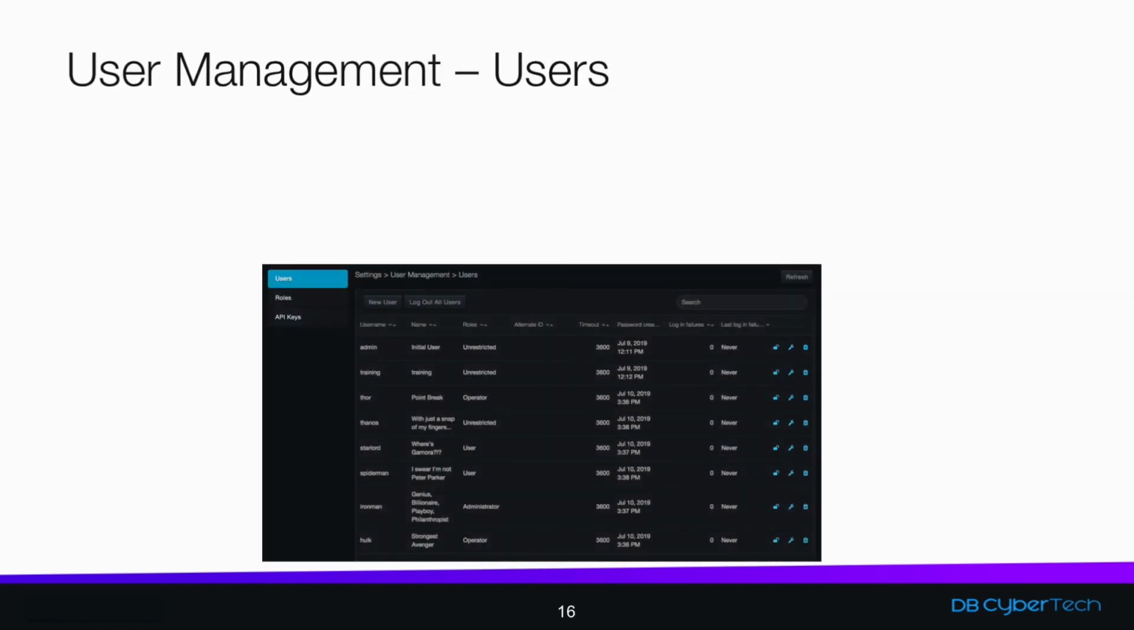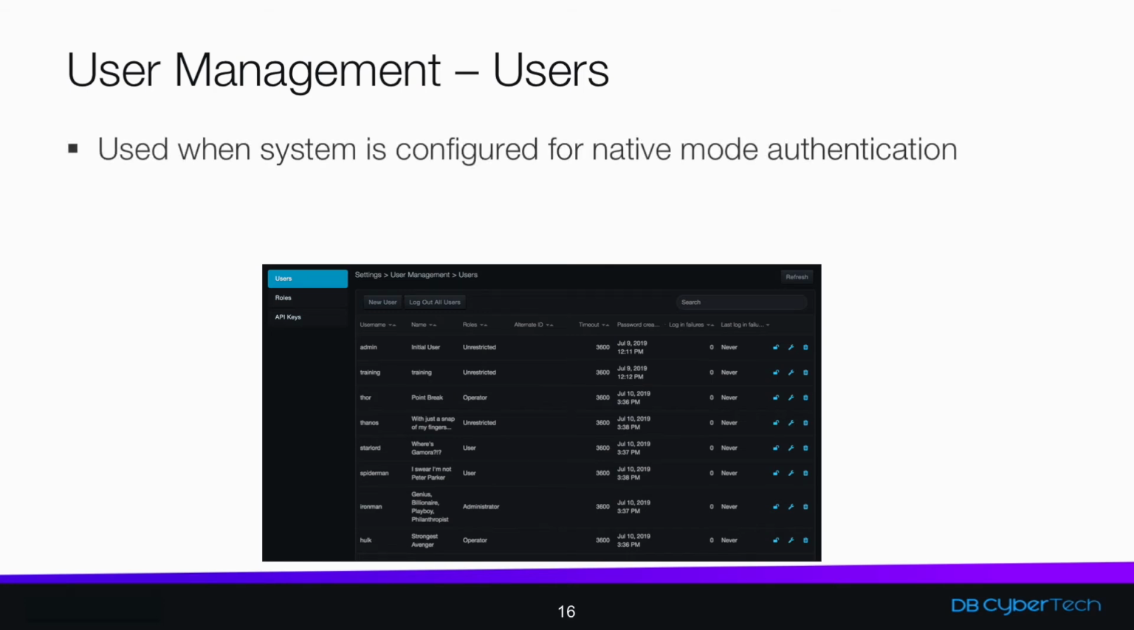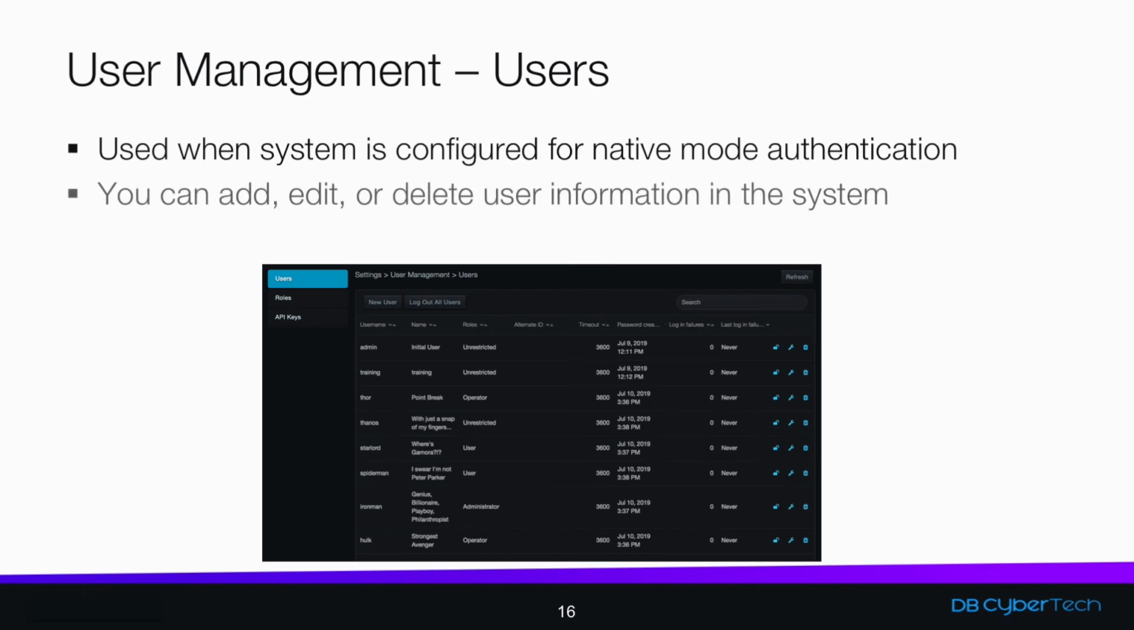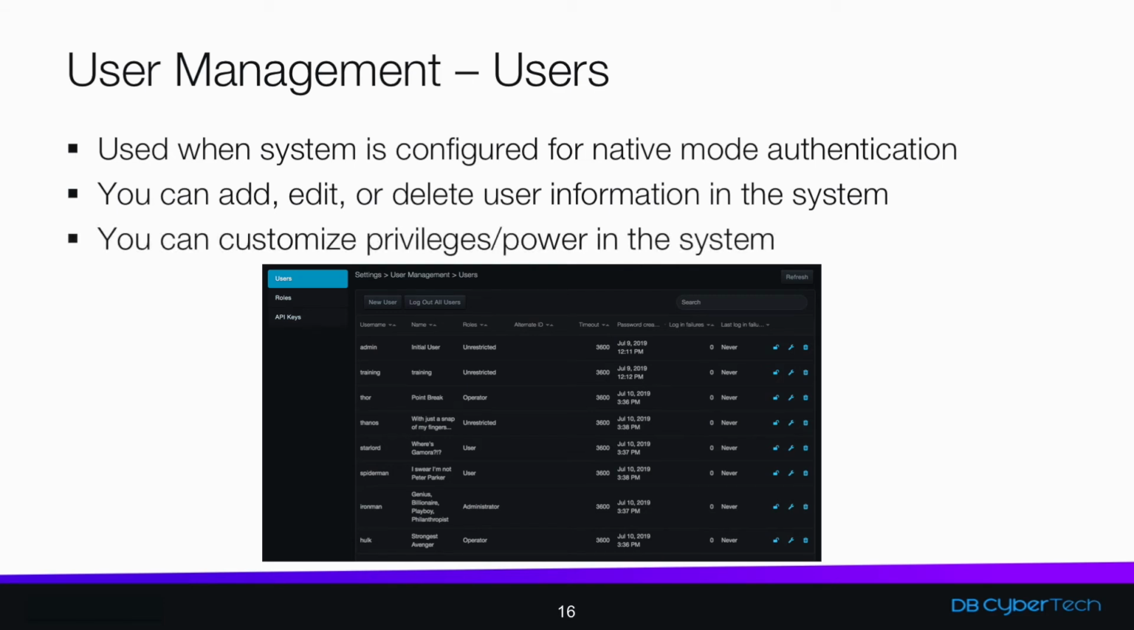Under the User Management dropdown, there are multiple tabs to customize. First is the Users. Here is where you could see all the various users that have access to the DBC platform when native authentication is enabled. Here you'll be able to see the privileges the user has, the number of failed password attempts, as well as their session time or timeout.